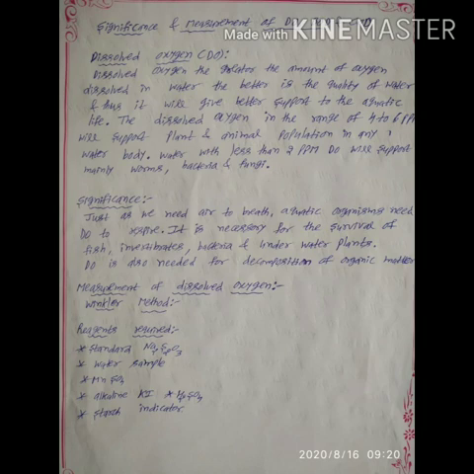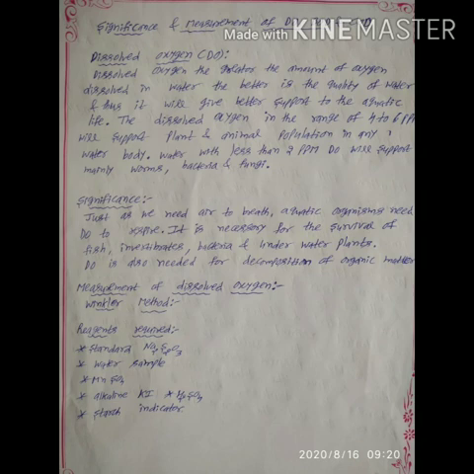First, we discuss them one by one. Dissolved oxygen. The greater the amount of oxygen dissolved in water, the better is the quality of water, and thus it will give better support to aquatic life. Dissolved oxygen in the range of 4 to 6 ppm will support plant and animal populations in any water body. Water with less than 2 ppm DO will support mainly worms, bacteria and fungi.